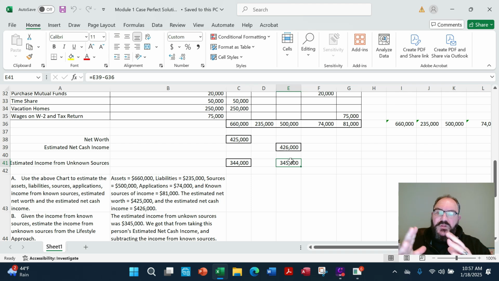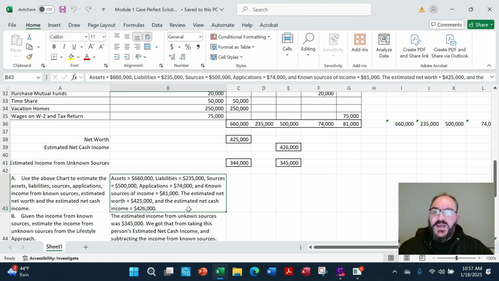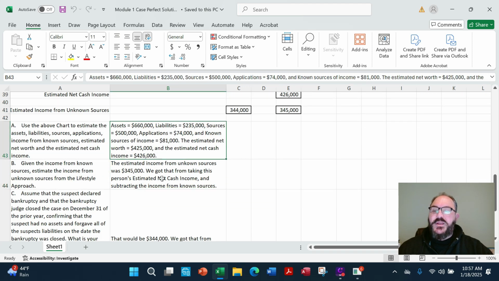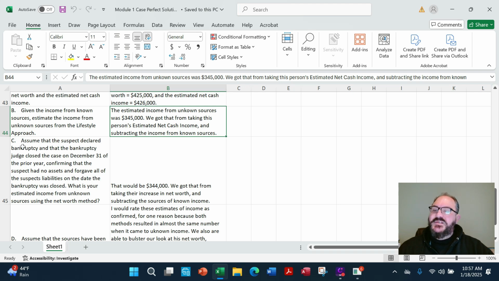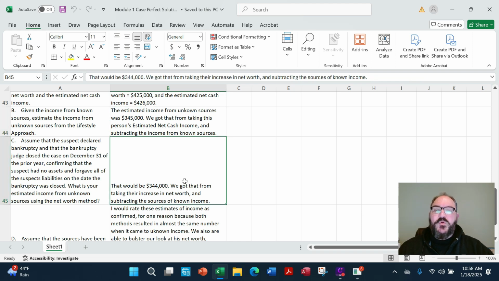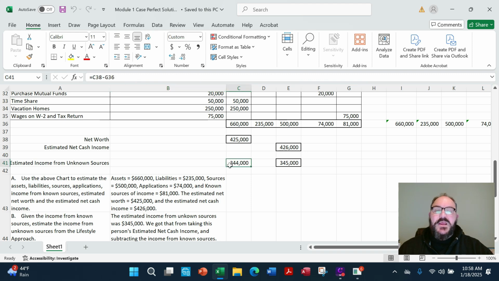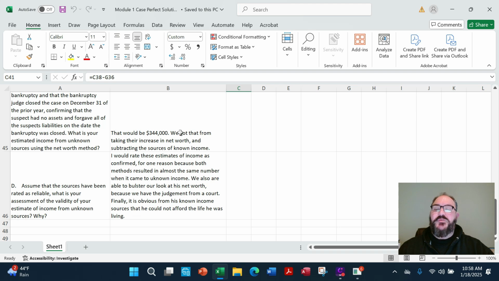Now, all they're doing here is asking for the written explanation. What I just showed you is only the written explanation for these. That's all it is. And then here, it says assume the suspect declared bankruptcy and that the bankruptcy judge closed the case on December 31st of the prior year, confirming the suspect had no assets and forgave all their liabilities. What is the estimated amount of income from unknown sources? That would be 344. So if they filed bankruptcy, the estimated income would be 344.